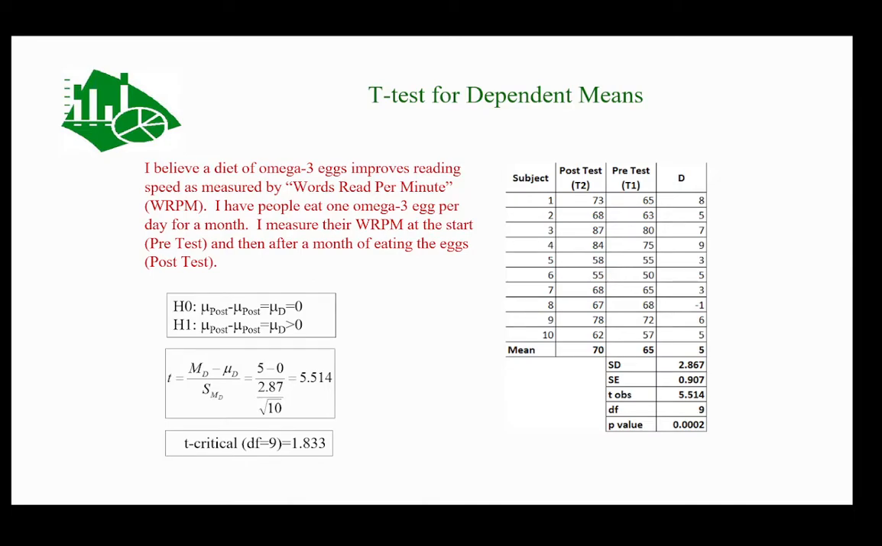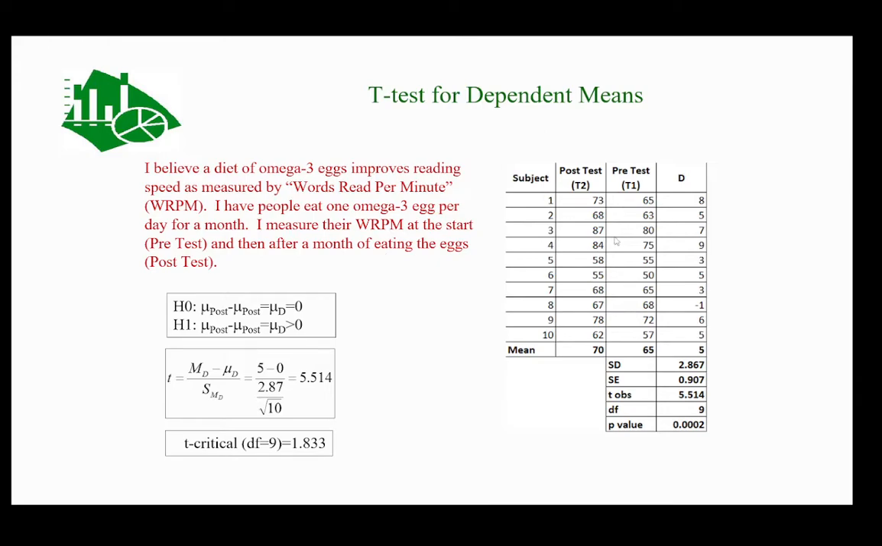So I measure their words read per minute at the start, pre-test, and then a month after eating the eggs, post-test. And what I'm hoping is that they actually read faster after eating the omega-3 eggs. Right, so this is a simple t-test. I have my data collected over here. I deal with the difference scores, right? We've done that last semester. We reviewed it at the start of this semester.